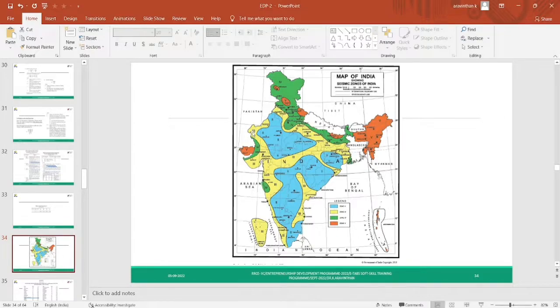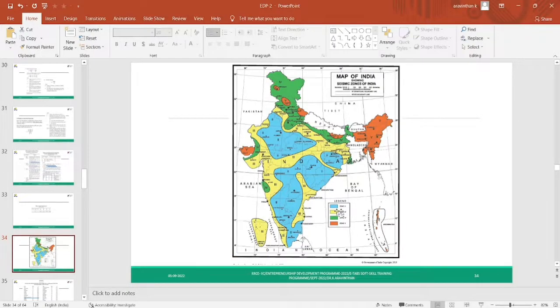You can see that this is the India map. All the areas are covered by zone 2, 3, 4 or 5. So, the blue lines are called zone 2. You can see Bangalore is situated here, and the blue lines are called the safest zone. If you are constructing a building under these zones, it is much safer, that is zone 2.